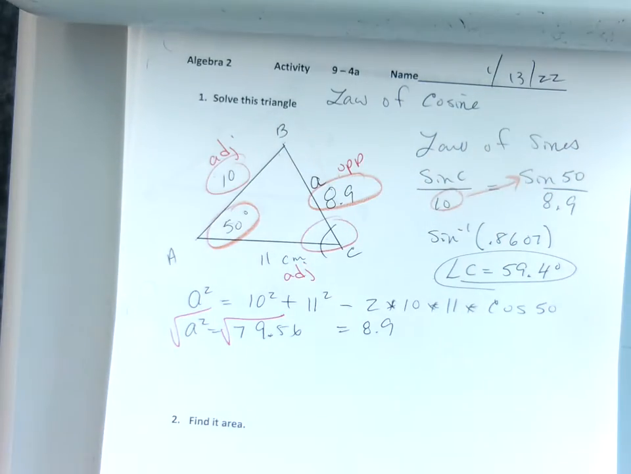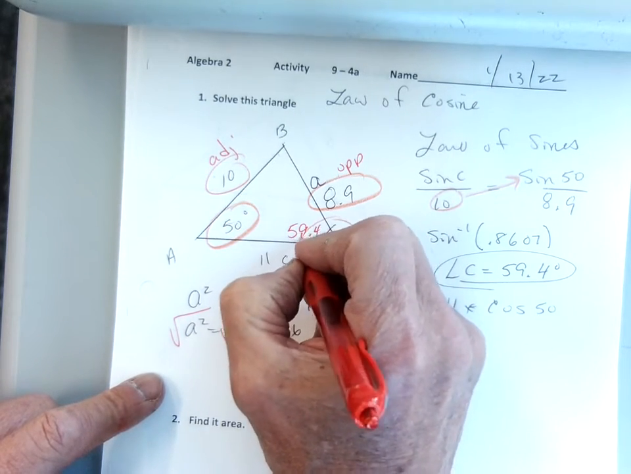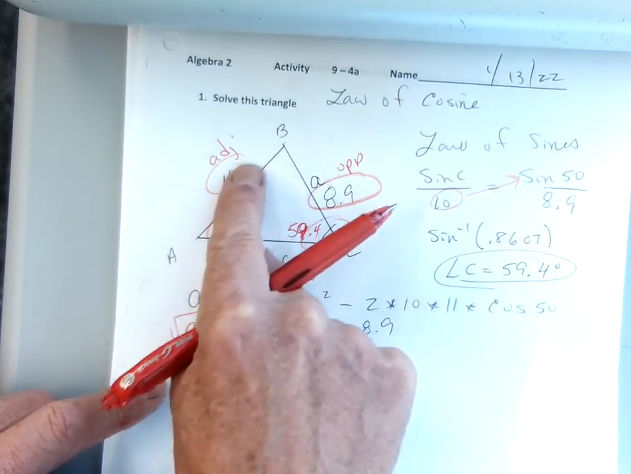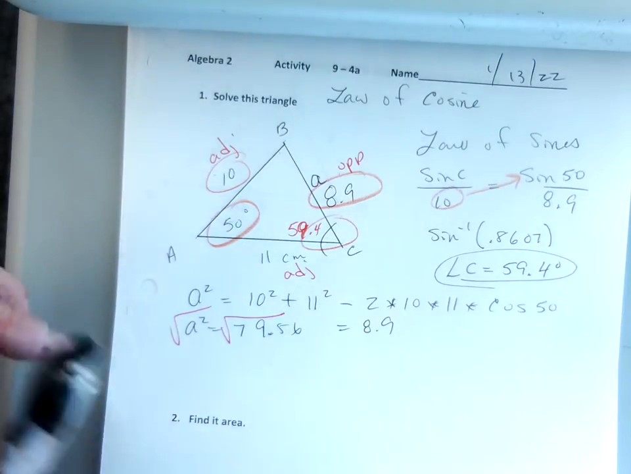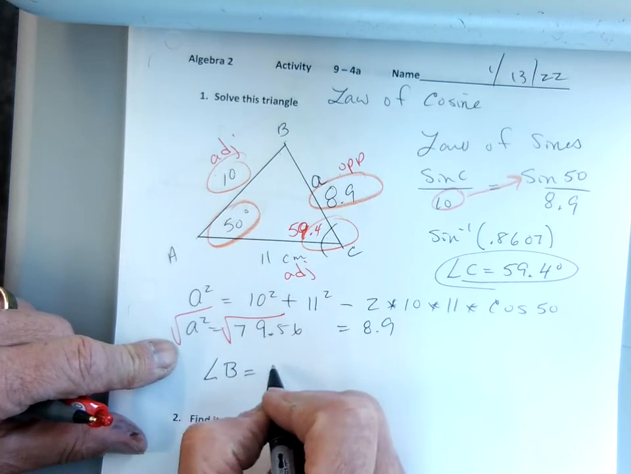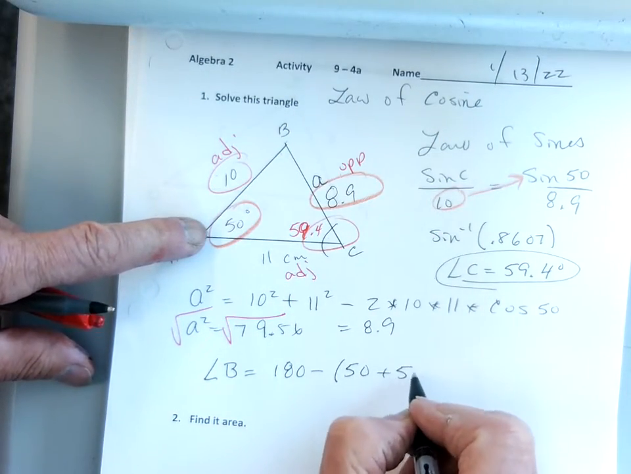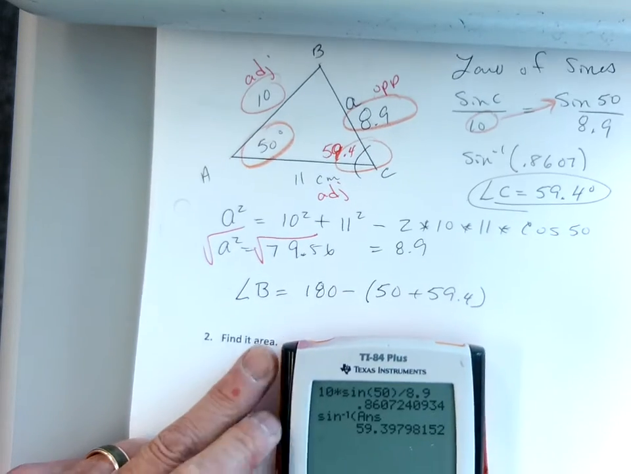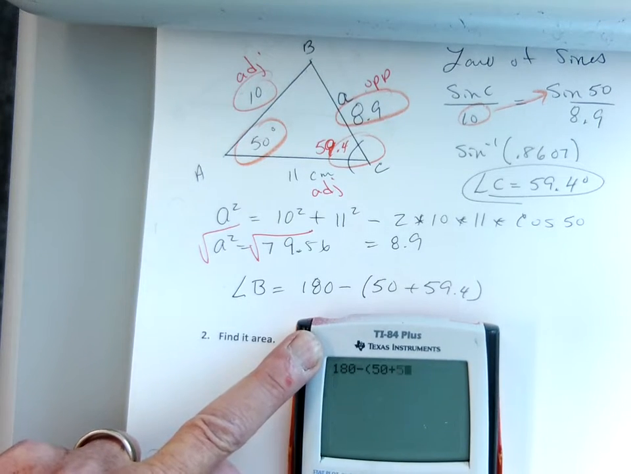We're almost done. So if angle C is 59.4 degrees, how do I find angle B? How many degrees in a triangle? 180. So to find angle B is pretty easy. Angle B is equal to 180 degrees minus the sum of 50 plus 59.4. I'm just going to go 180, subtract the sum of 50 plus 59.4, and I get 70.6.